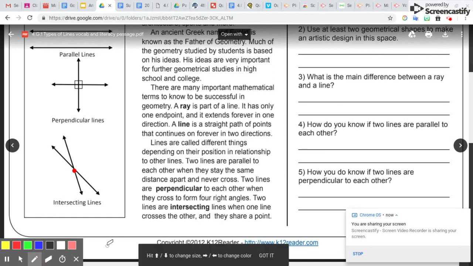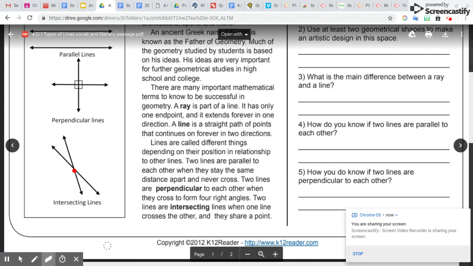All right, and so there we have it. We know parallel, perpendicular, and intersecting lines. We talked about triangles. And that is all I have for you. Please make sure you take great notes, and I expect you guys to know this come next week.